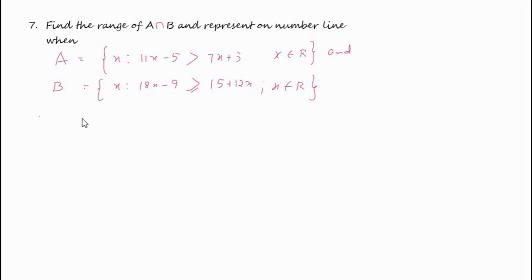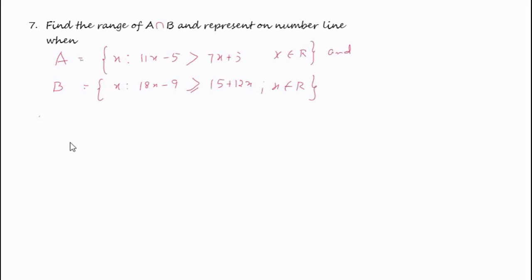Next problem. Find the range of A intersection B and represent on number line. Here you have the linear inequation A and B. We have to find the solution for the linear inequation A and linear inequation B and then do the intersection. What does it mean? Only the items in both the sets which are common in between those two form the part of the solution A intersection B.